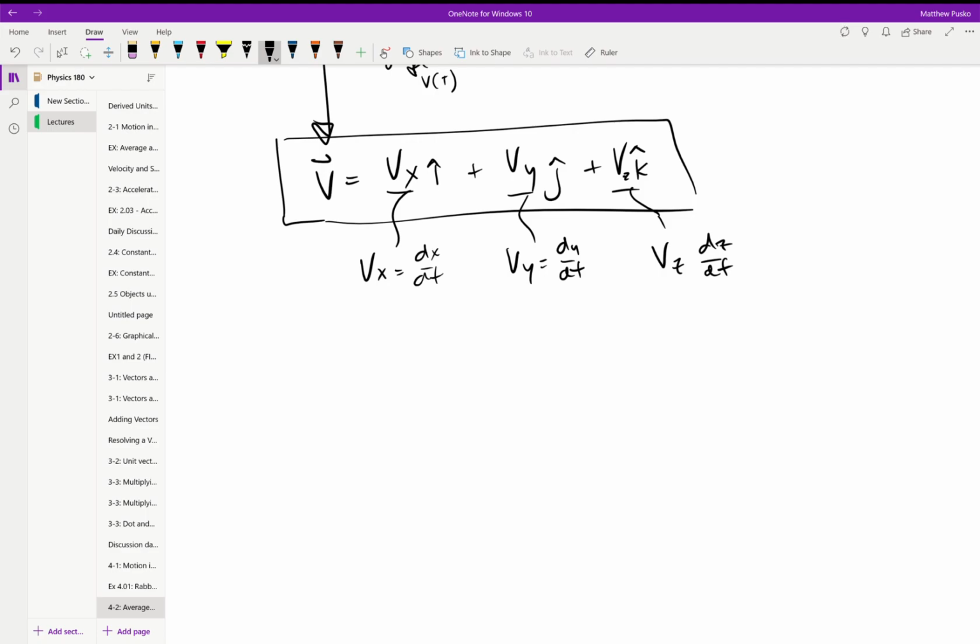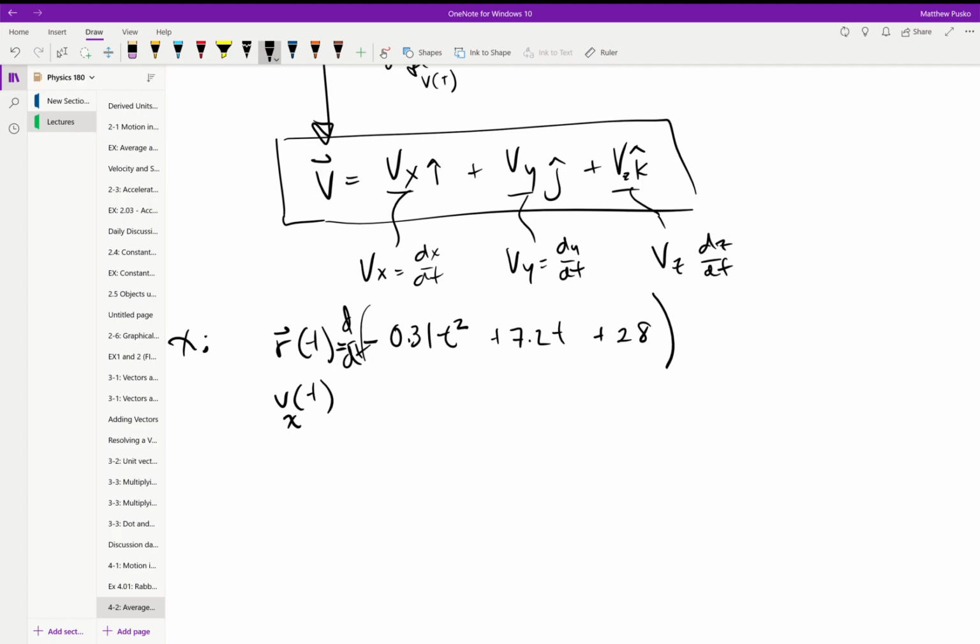So if we were given, let's say we had the rabbit problem again. They gave us the position as a function of time as a negative 0.31 t squared, and this was for the x component. Remember they gave us x and y, plus a 7.2 t plus 28. Well, if I wanted to find the velocity as a function of time, I can just take the time derivative of this whole thing. And that would be our velocity in the x direction. So we need to get rid of the vector sign on that because we're looking at the component. Well, taking the derivative would get me a negative 0.62, still multiplied by t, plus 7.2, and that thing drops off.